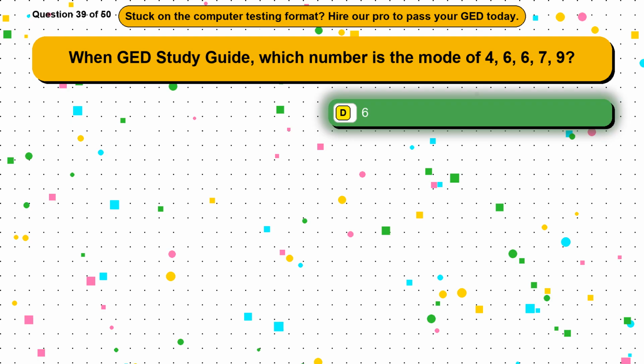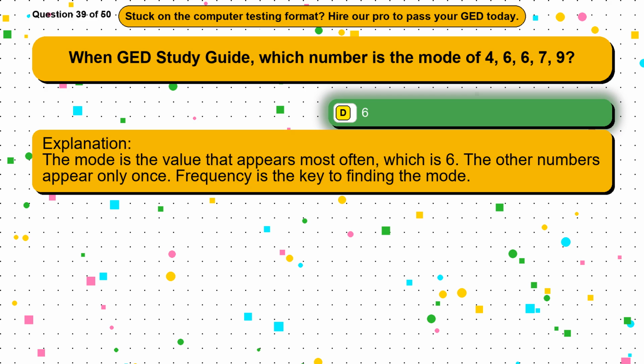The correct answer is option D. 6. The mode is the value that appears most often, which is 6. The other numbers appear only once. Frequency is the key to finding the mode.